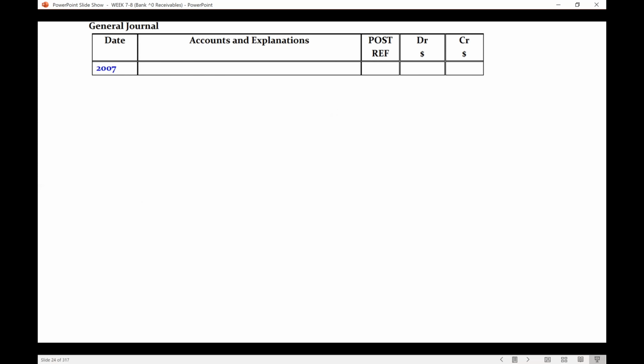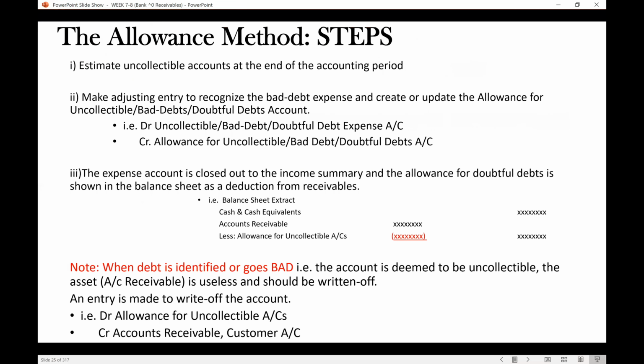Then we're doing the journal. So we're doing all the headings, and this is our heading, as we know, for the general journal where we have the date. Again, we're starting in the year 2007. Then we have the accounts and the explanation column. We have post-ref that we won't necessarily be using here. Then we have our debit and our credit column, because to journalize, we know we have to debit something and to credit something. So let's recap.